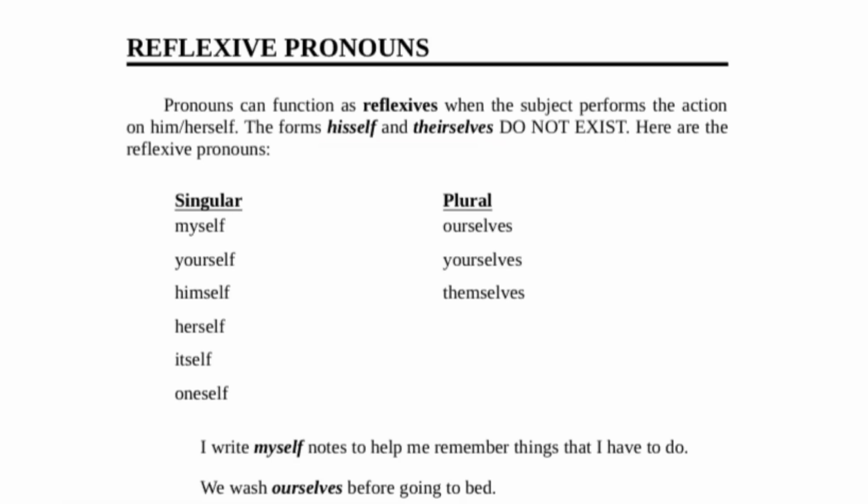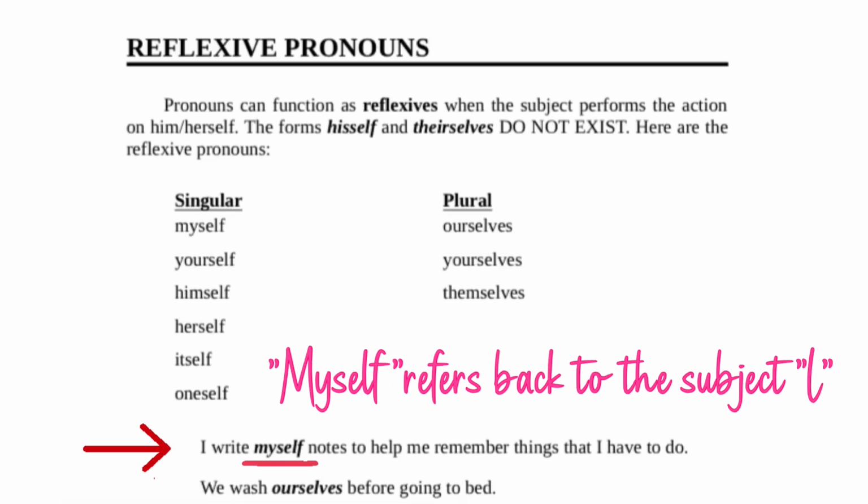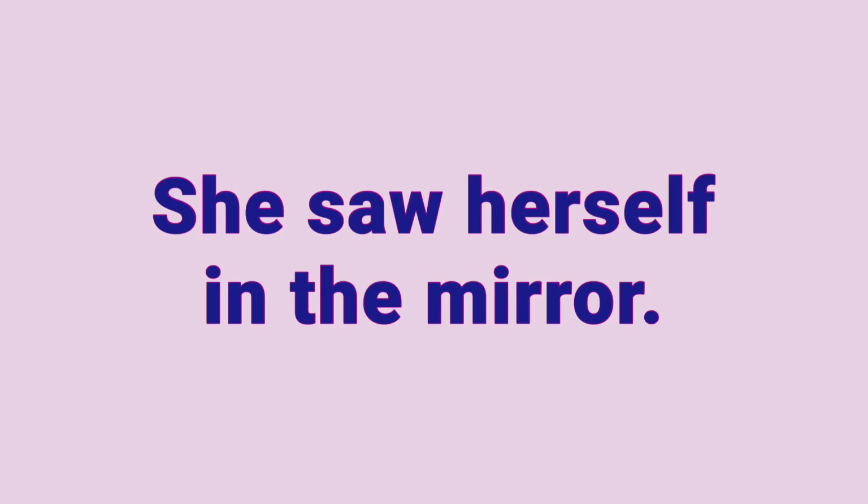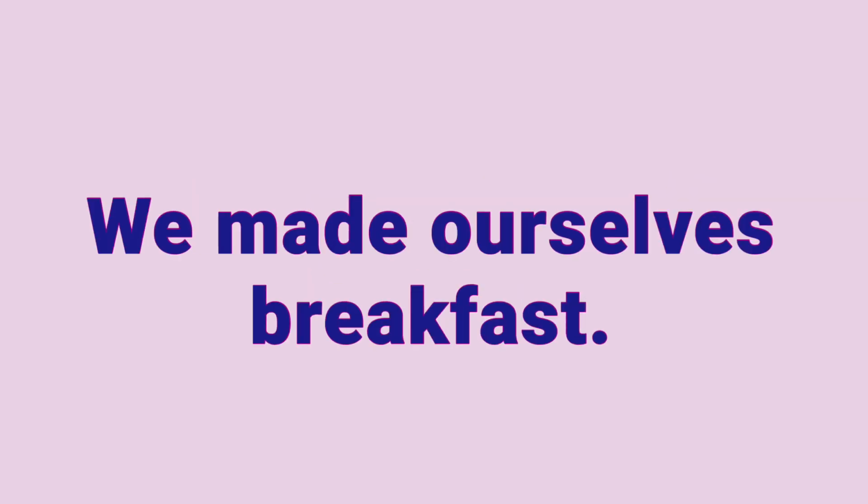So it's wrong. It's either himself or themselves. For example, I write myself notes to help me remember things that I have to do. So here myself refers back to the subject I. We wash ourselves before going to bed. Let's see some more examples. I hurt myself. She saw herself in the mirror. We made ourselves breakfast.